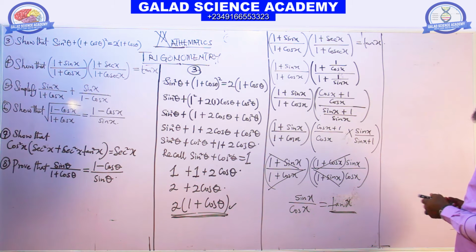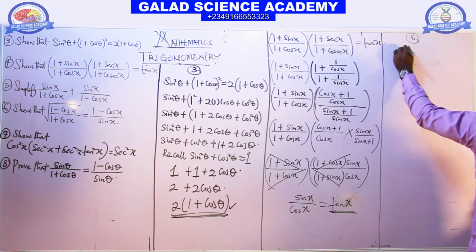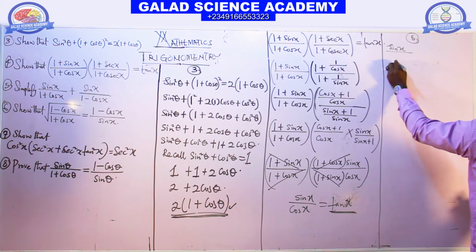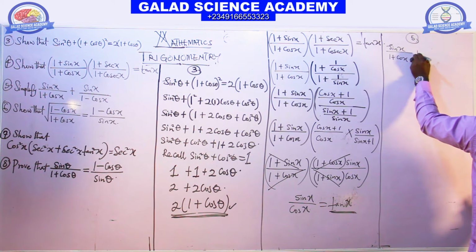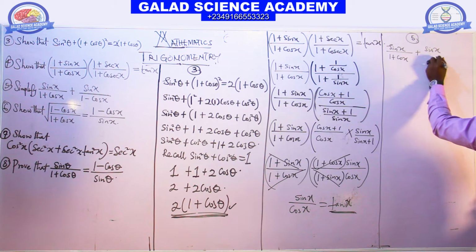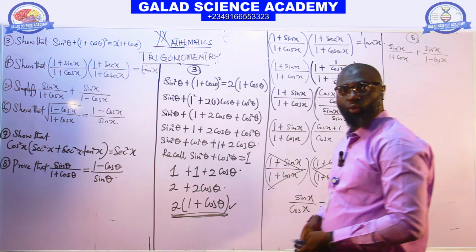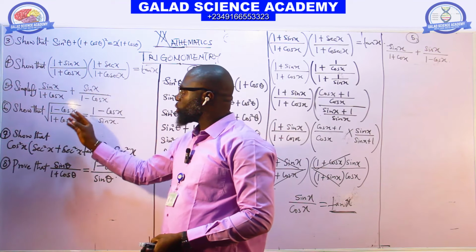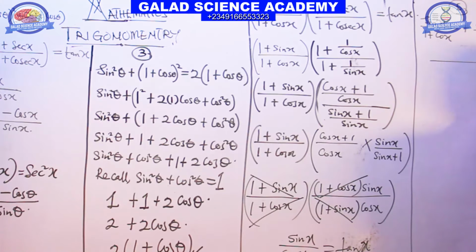So question number 5, we are asked to simplify. Simplify sin x over 1 plus cos x plus sin x over 1 minus cos x. If you have to simplify, you can see that the question is complex. You are expected to bring it to the smallest one. So what is the LCM?